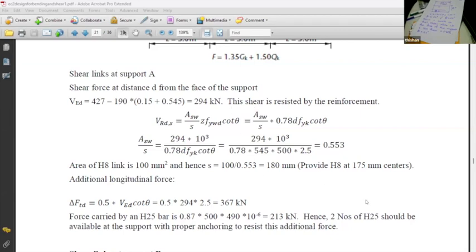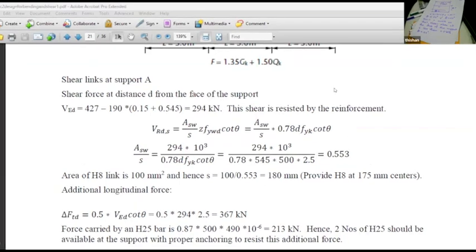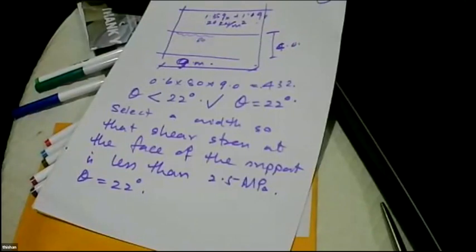Sir, there's a question. How can we apply retrofitting methods to shear failures? That's a good question.